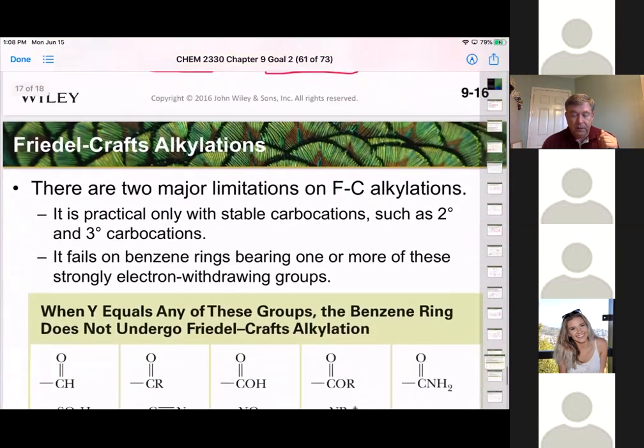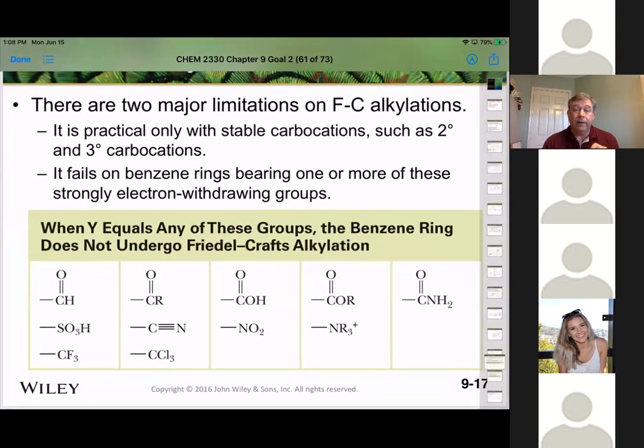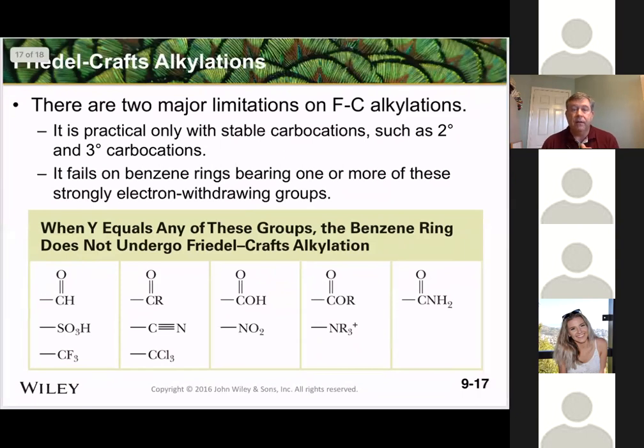Okay, so that being said, they will rearrange. FC up here stands for Friedel-Crafts alkylations. They only work really well when you have a secondary or tertiary carbocation. If it can rearrange to form a more stable carbocation, it will rearrange.